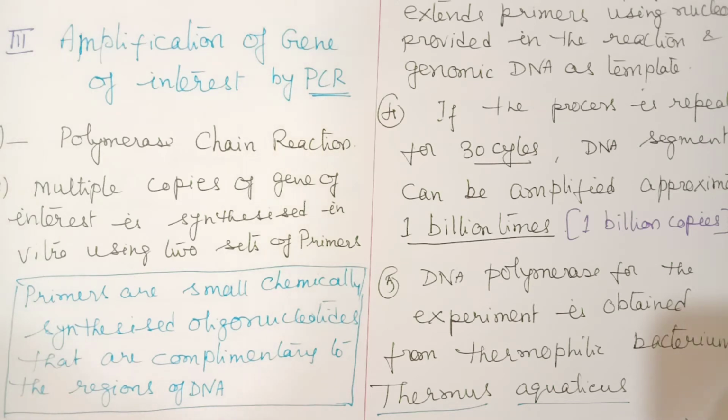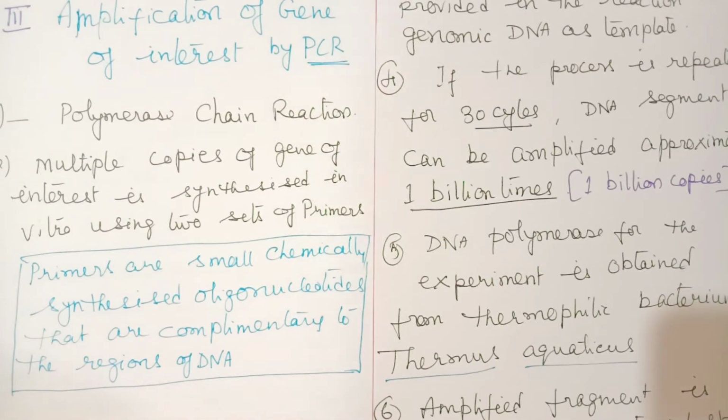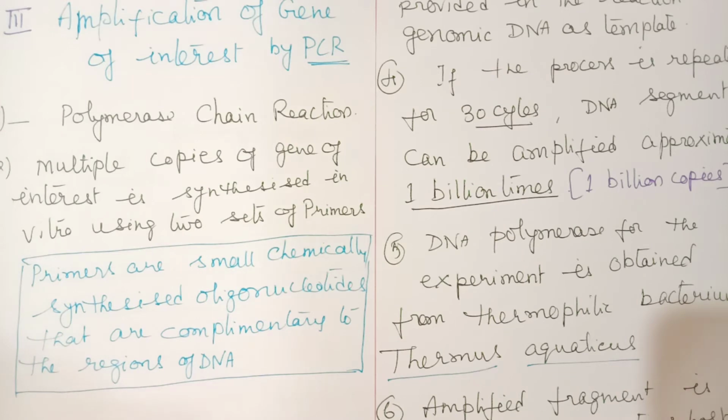For expression of a gene, we need a vector and the host. But suppose we want to only multiply the gene without expression. We want just many copies of the gene, which we can also call gene cloning. So amplification of the gene of interest is done by PCR. The PCR technique will help in multiplication of a particular DNA fragment. So it is a gene cloning method without using any vector or a host cell.